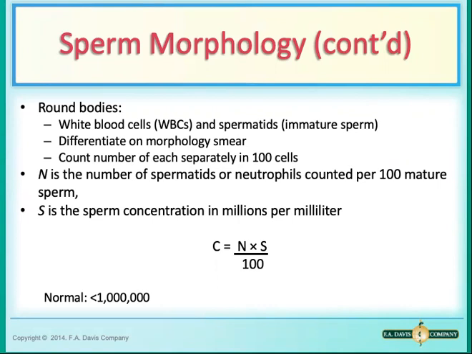You have N, which is the number of spermatids or leukocytes, and then you have S, which is the actual sperm. Okay.